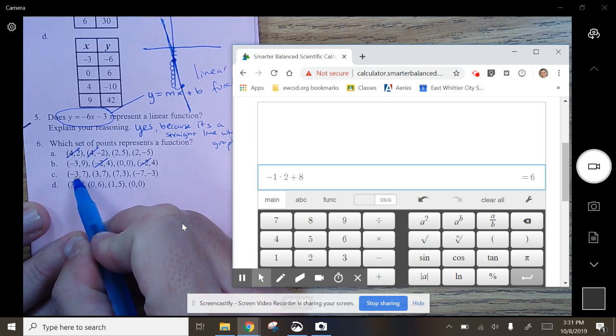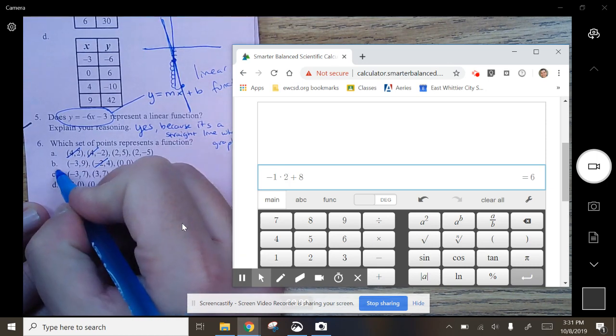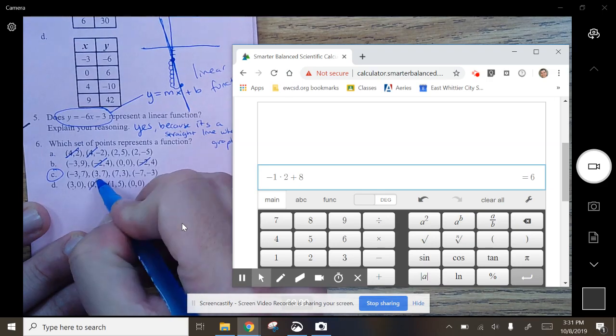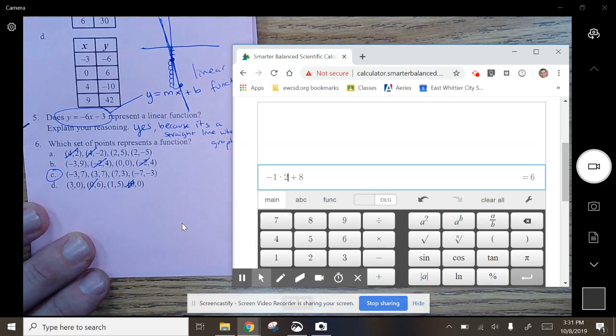This one, just try to be tricky. Negative 3 and 3 are not the same number. 7 and negative 7 are not the same number. And then look at this last one. The x's repeat, not a function.